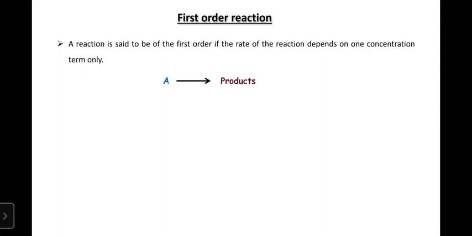So let us consider A is only one reactant we have. That is not A plus B, that is A only. So that reactant is going to convert into product. That is the general representation of first order reaction, where the concentration depends on only one reactant. Here, A is nothing but the initial concentration of the reactant.